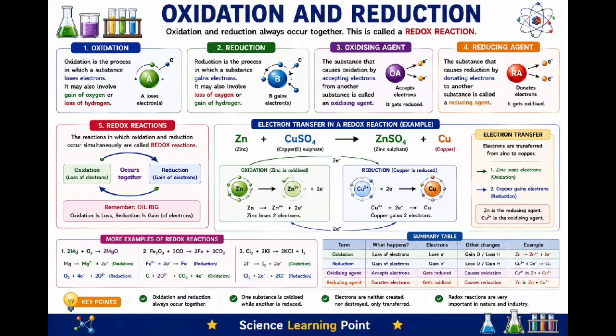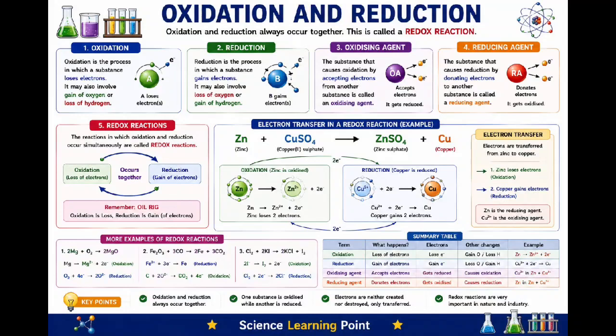Now let's identify the agents. Zinc loses electrons, therefore zinc is the reducing agent. Why? Because zinc gives electrons to copper ions. On the other hand, Cu2+ accepts electrons. Therefore, Cu2+ is the oxidizing agent. So remember, Zn is the reducing agent and Cu2+ is the oxidizing agent.